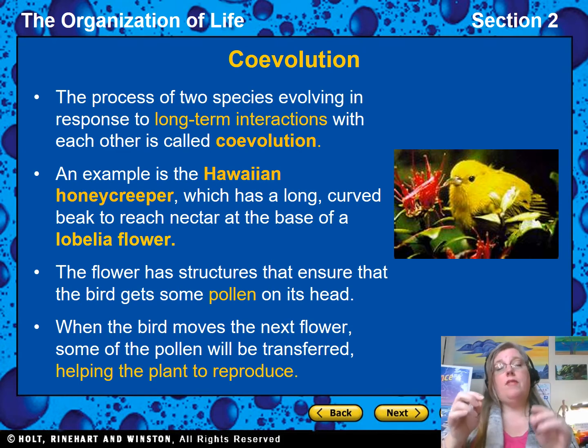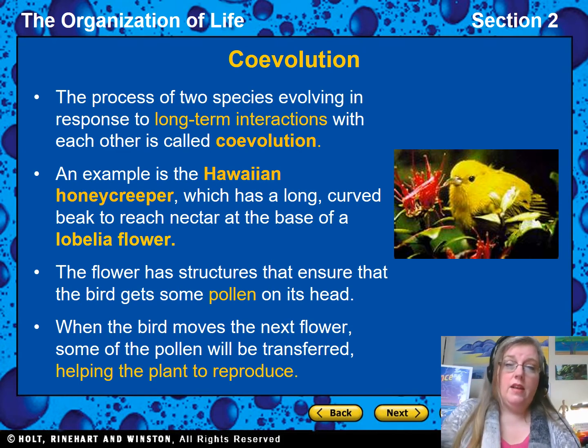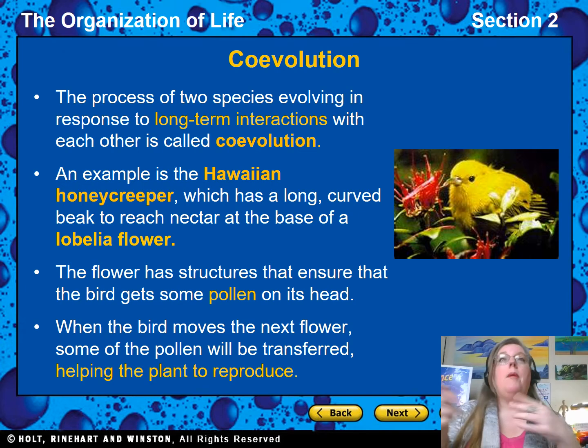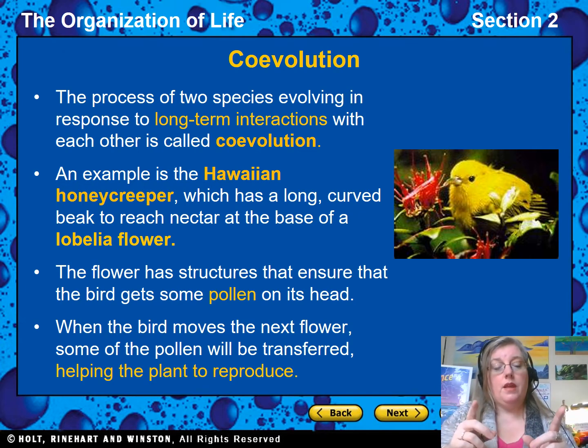Now, the reason it's coevolution, you know, bees are going to pollinate everything, right? Why isn't it a bee? Why is it this honeycreeper? Because here's the thing.